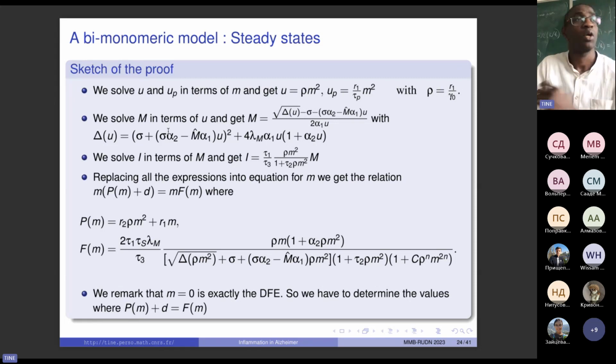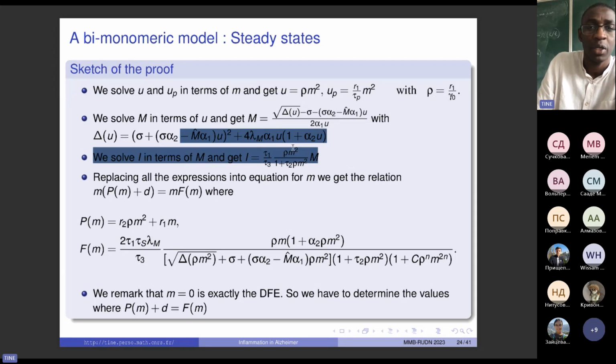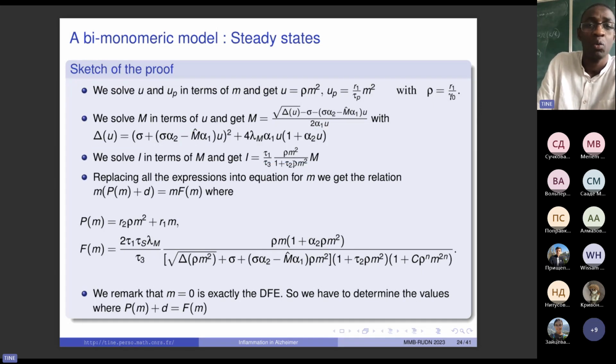So once we have this, we go to the equation of the microglia cells. For this equation, we can solve M here with this relation. That means the idea is to express all the unknowns in M. So all the unknowns I will express as a function of M. So that's why here we have this, where delta is this expression. We do the same for I, that means interleukins. We have this expression.